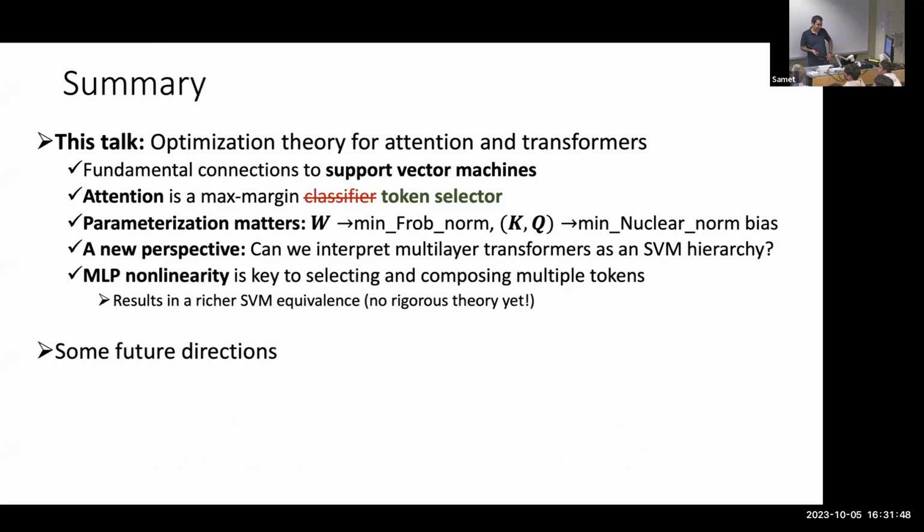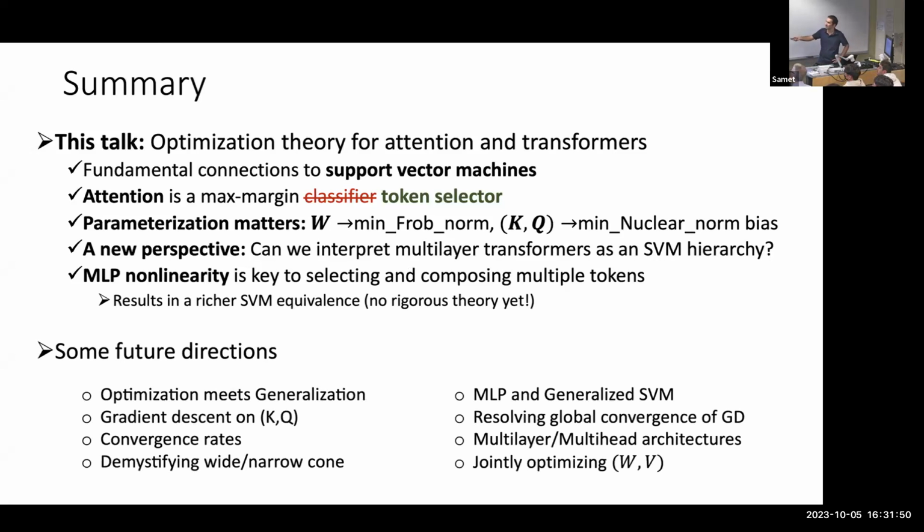Some future directions, again, I will not get into all of this, but there are many things we didn't fully discuss. We don't have explicit convergence rates, there are implicit bias issues, we didn't discuss generalization, the MLP aspect, a whole bunch of things. Even jointly optimizing W and V is an interesting direction. We have some results in the NeurIPS paper, but the gradient theory is kind of open. And this kind of concludes the talk.